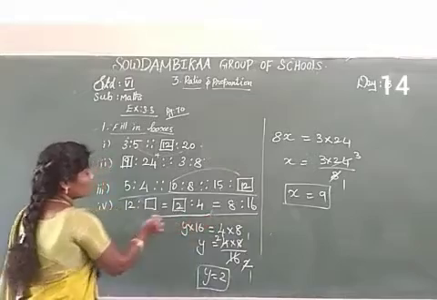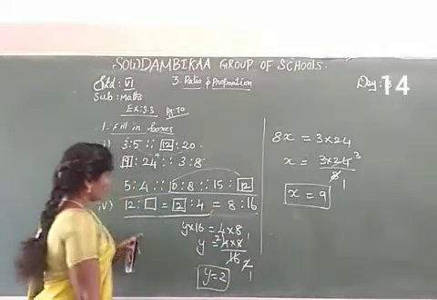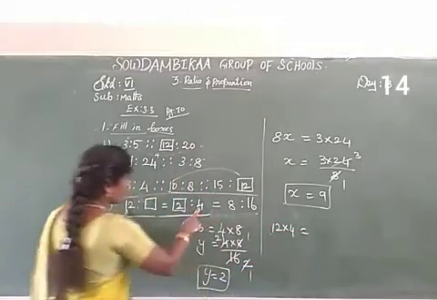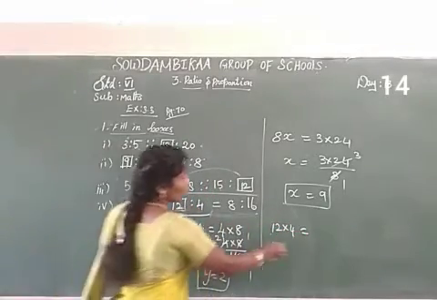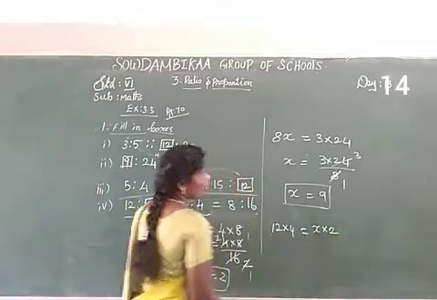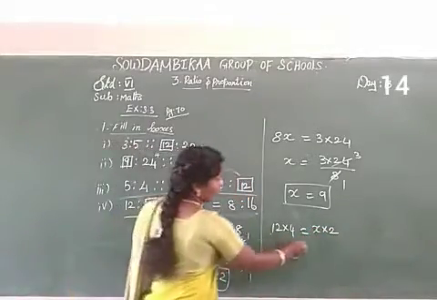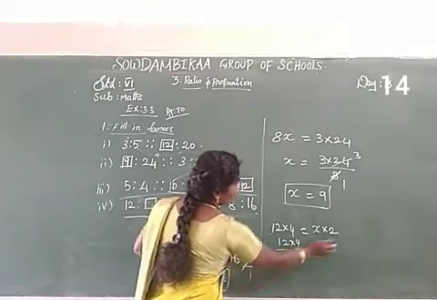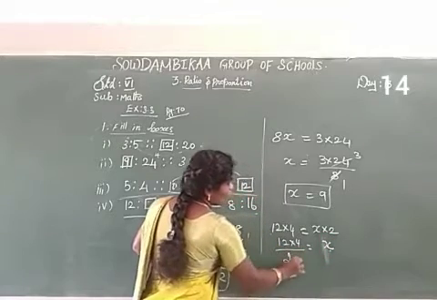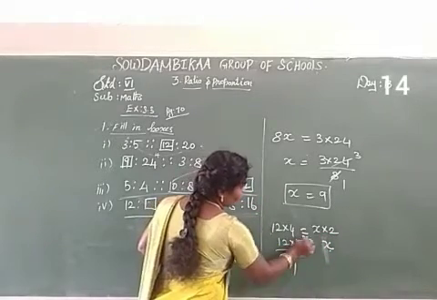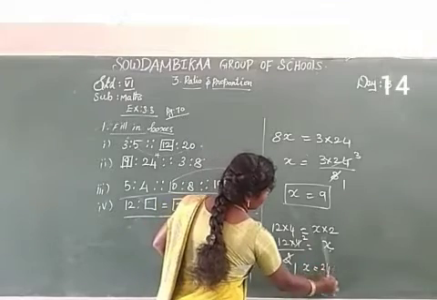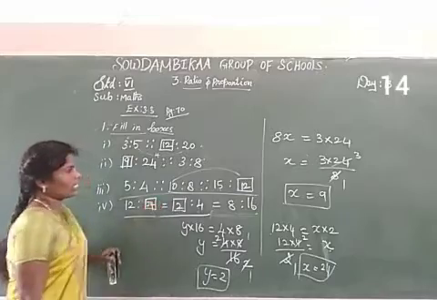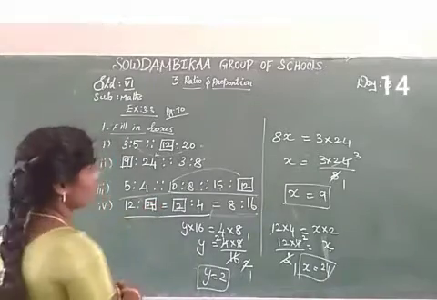Now compare these two: 12 into 4, x into 2. The missing letter is taken as x. 2 only keep on that side. 12 into 4 divided by 2, sorry, x only keep on that side. 1 two is 2, 2 twos are 4. 12 twos are 24. The x is 24. Next, the true or false.